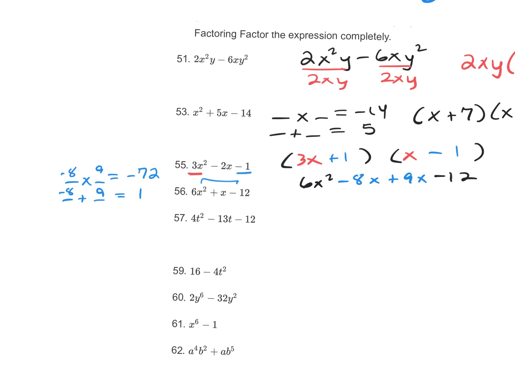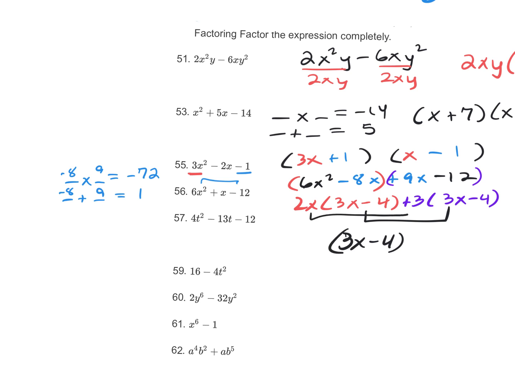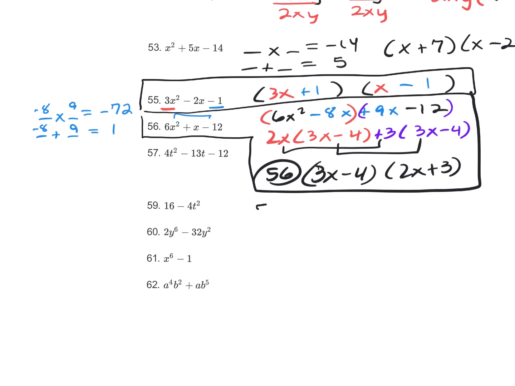And then now I'm going to make my groups. I'll make a red group and I'll make a purple group. My GCF of red is going to be 2x. So 3x minus 4. And then my GCF of purple will be 3. And again, you're left with 3x minus 4, which is the goal, to make sure that these two are the same. And then you're left with 3x minus 4. And then also group the two GCFs you divided by. So this is the answer to number 56. Okay, so now 57.